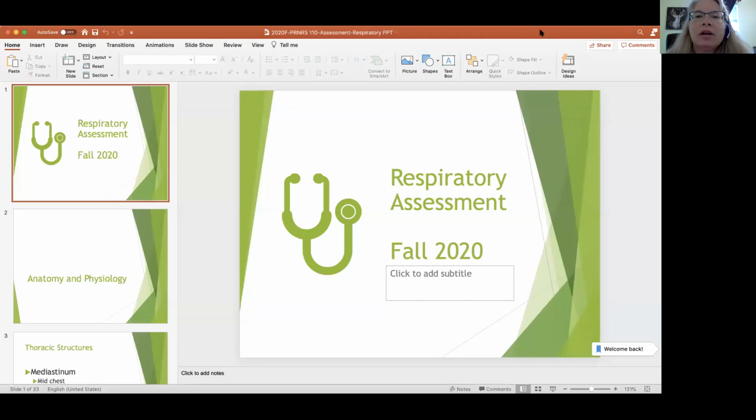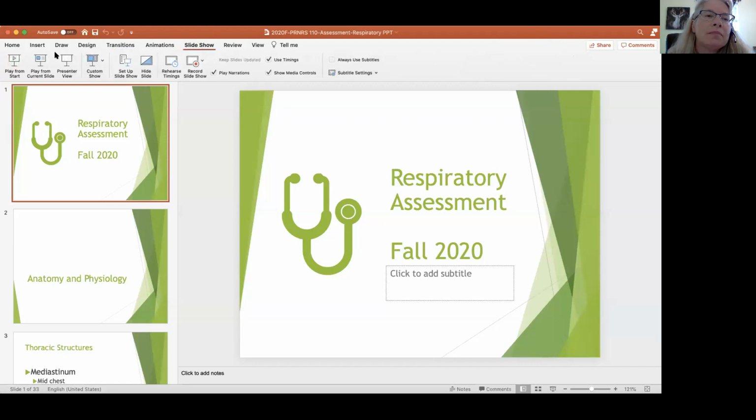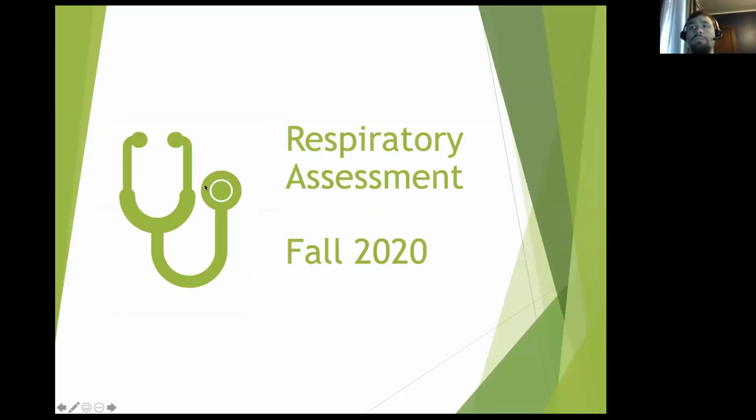Today we are talking about respiratory assessment. It's got a little more detail than some of the other things we've done so far. So we're going to go through some anatomy, talk about a lot of health history stuff. The actual hands-on assessment, I'll be honest, probably doesn't take a whole lot of time. There's probably more to the health history part almost than there is to the actual assessment, but we'll get to that.